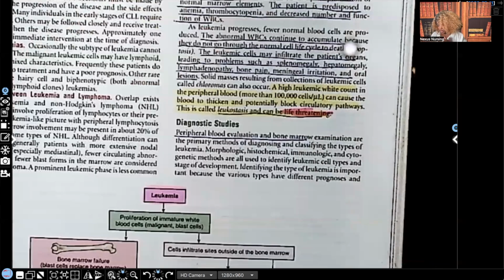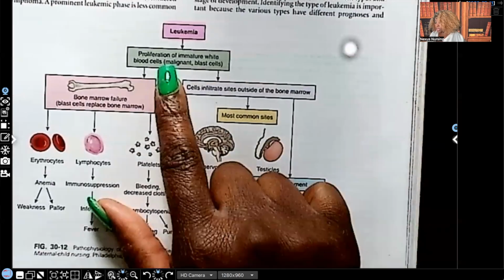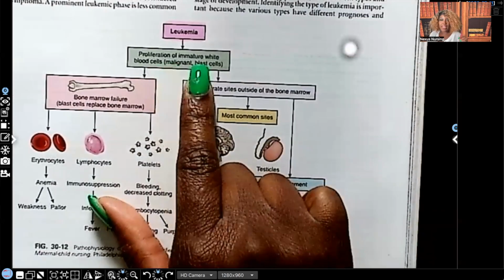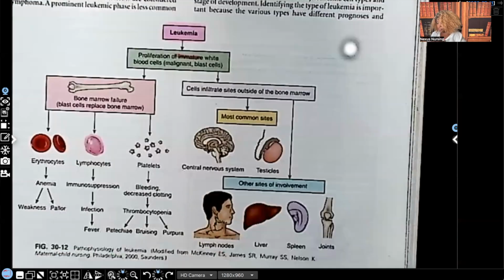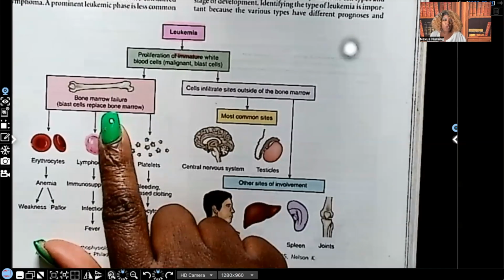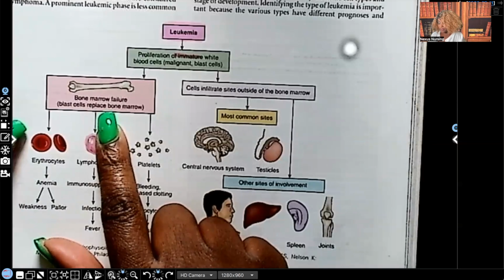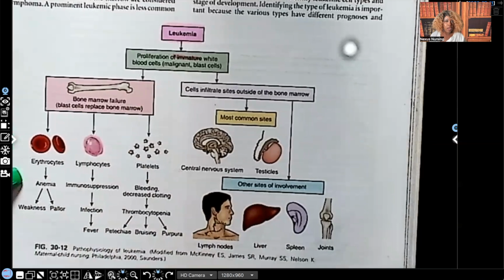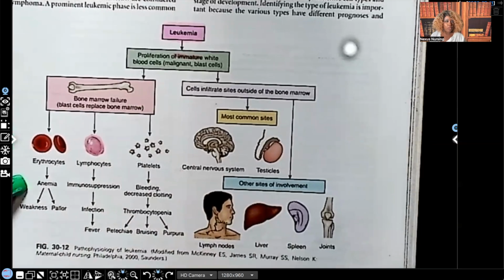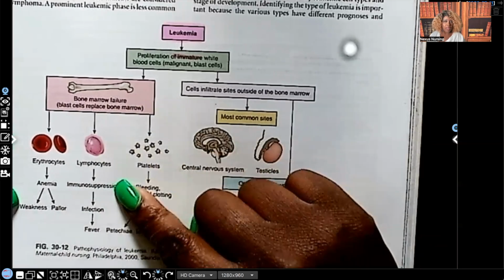Take a look at this figure. So it says leukemia, proliferation of immature, that's our keyword, immature white blood cells. And over here, bone marrow failure. Blast cells replace bone marrow. And look how it's affected. The erythrocytes can cause anemia that causes that patient to have the weakness and pallor. It affects the lymphocytes that causes immunosuppression.